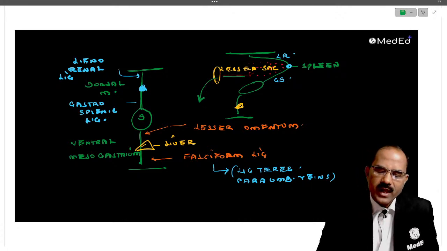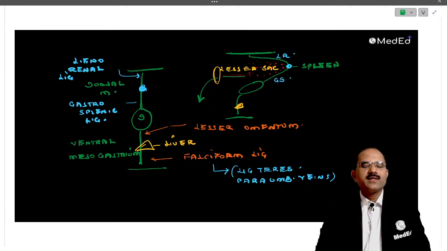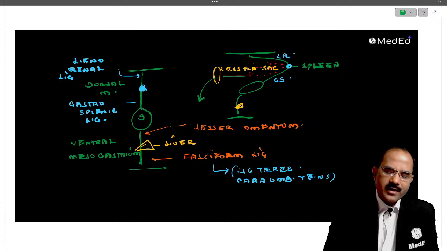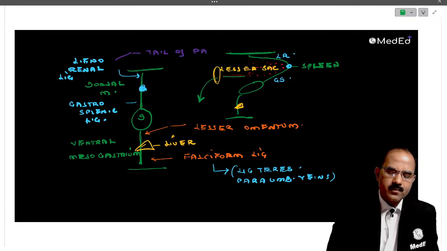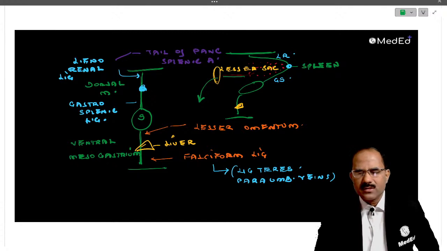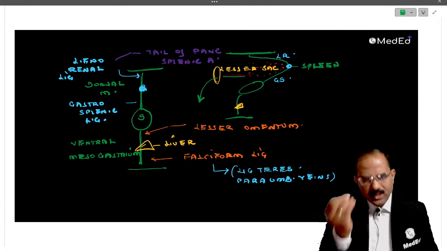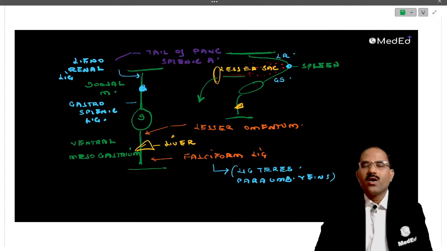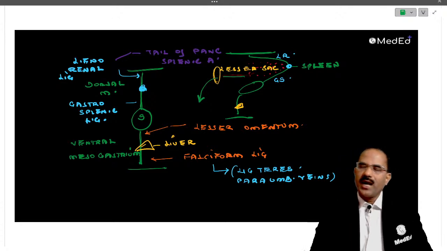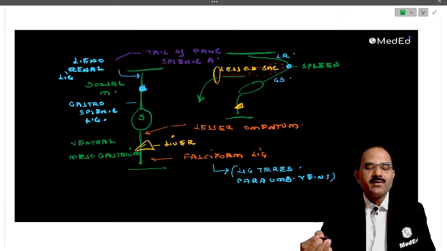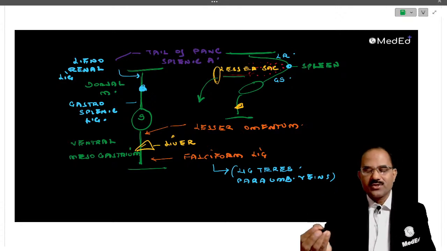Okay, what are the contents of lienorenal ligament? Excellent, Abirmani, very good. Can anyone tell me? Contents of lienorenal ligament are the tail of pancreas and splenic artery. Tail of pancreas and splenic artery. And just remember this, this is extremely important. So the contents of lienorenal ligament are the splenic artery and the tail of the pancreas. The branches of splenic artery line the gastrosplenic ligament.